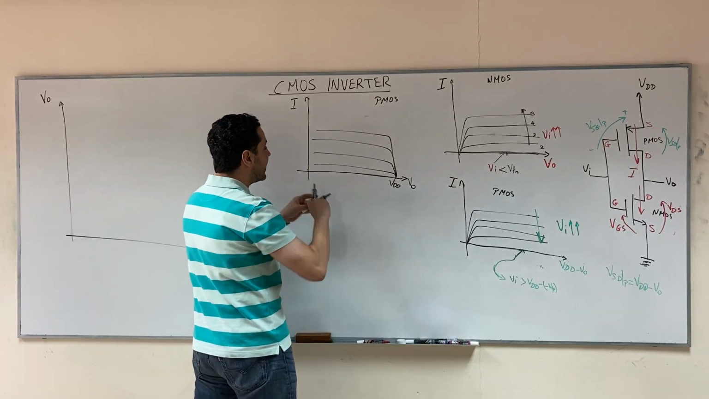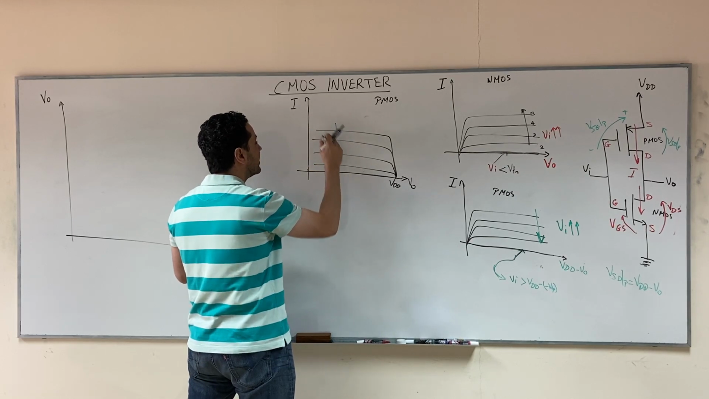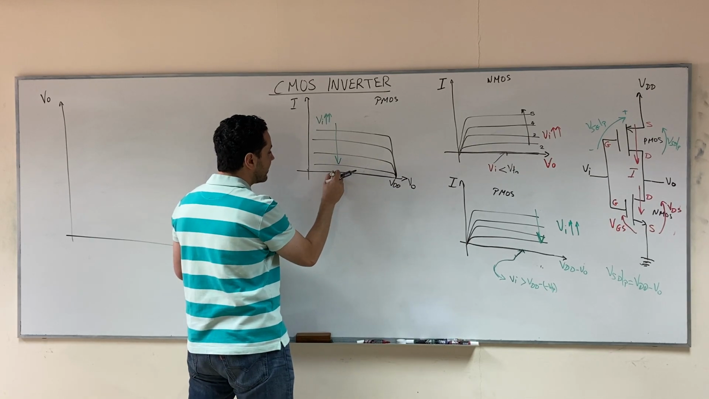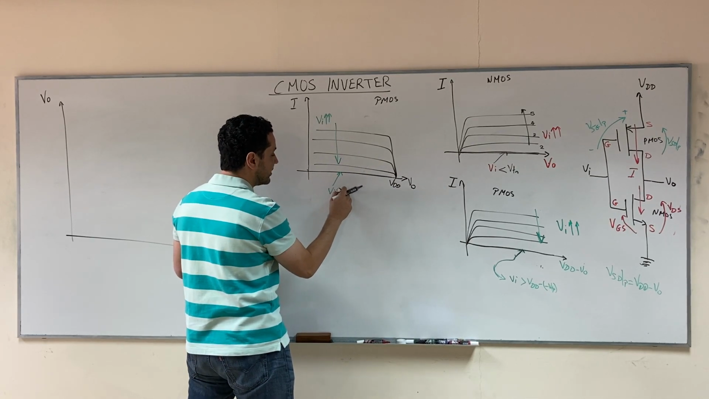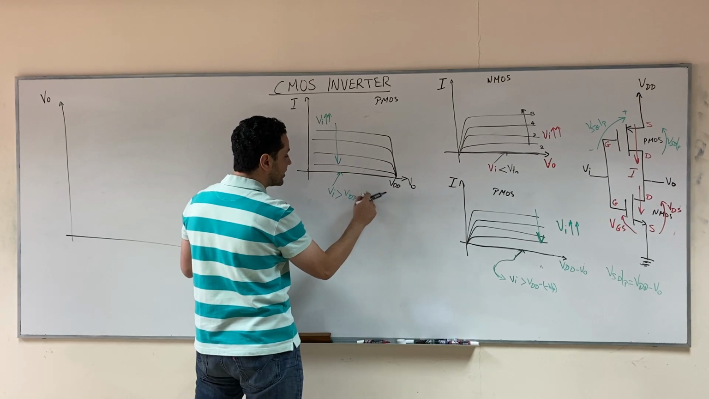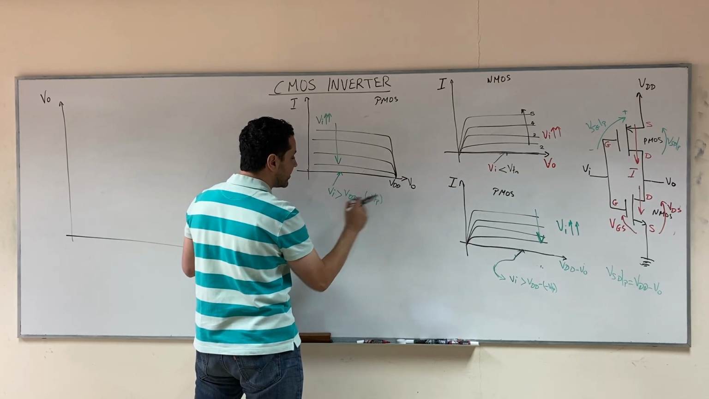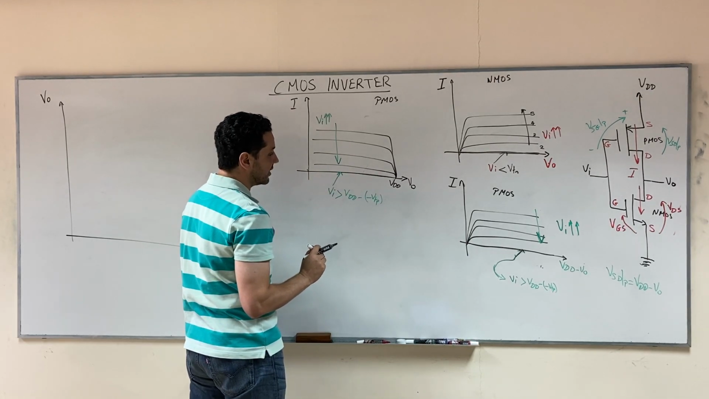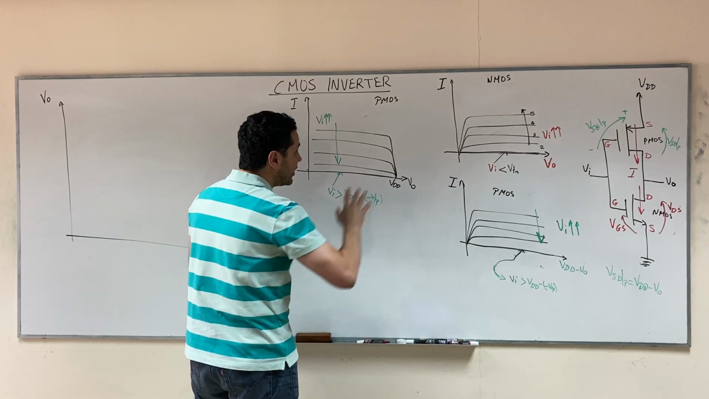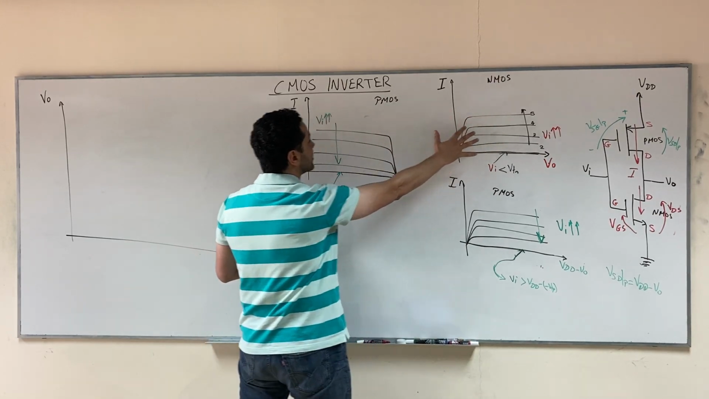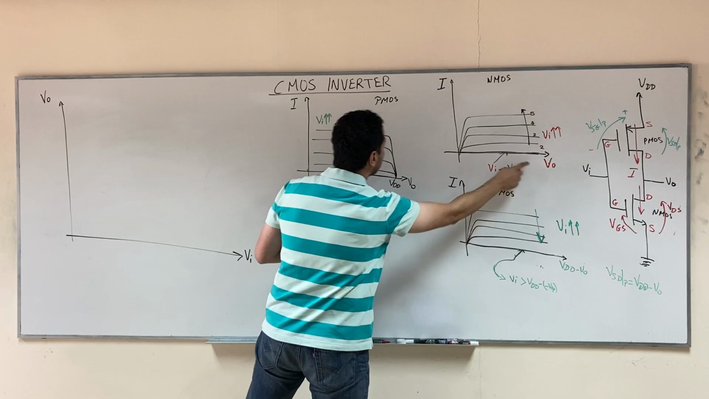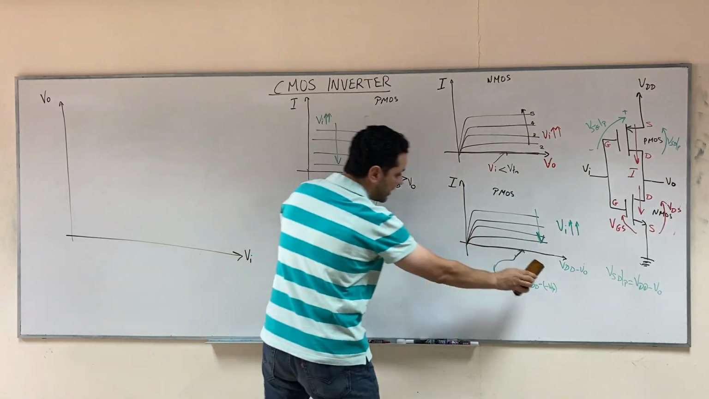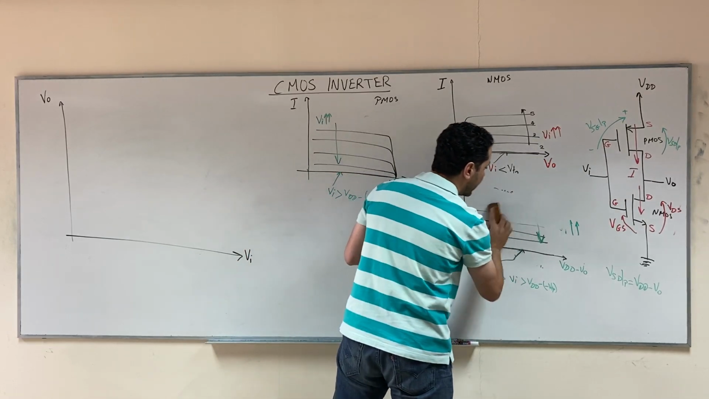And again, as V input increases, you go down, until here, when V input is larger than VDD minus the negative threshold value of the PMOS, then the PMOS will be off, and you will get the zero curve. So now we have the set of curves for the NMOS plotted between I and V out, and the set of curves for the PMOS plotted between I and V out. And now we don't need this one. We can remove this one.